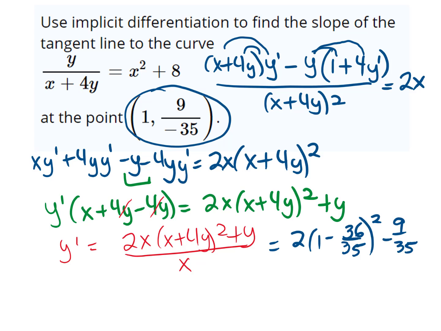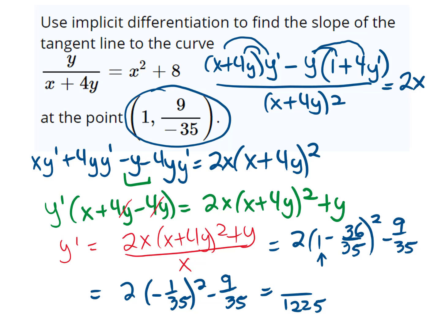All right, so to simplify this, and then I will have the slope, this is inside here, 1 is 35/35, so 35/35 minus 36/35 is minus 1/35. That still needs to be squared, and then minus 9/35. All right, so if I square that, that's 1225. And the numerator, the negative 1, will make it a 1 times 2 is 2. And then minus 9/35. To get a common denominator, I multiply top and bottom by 35.